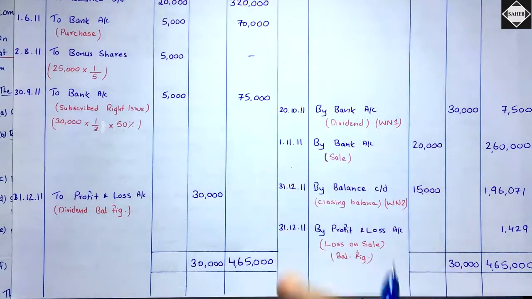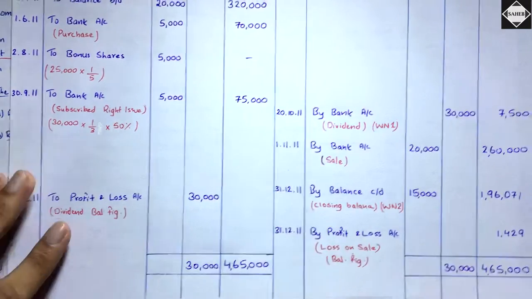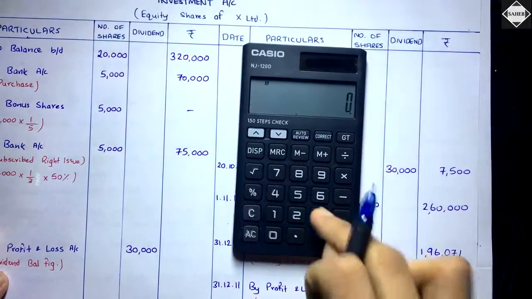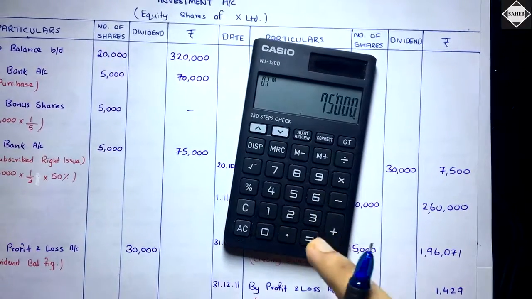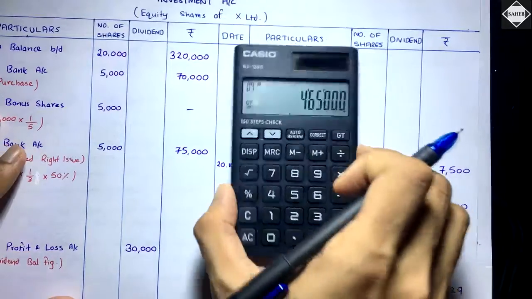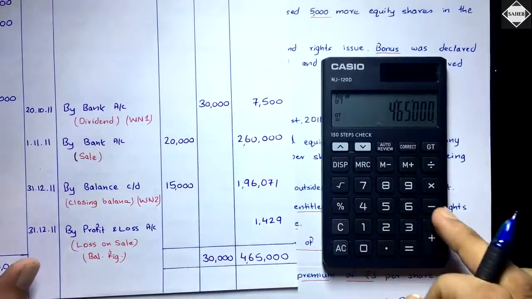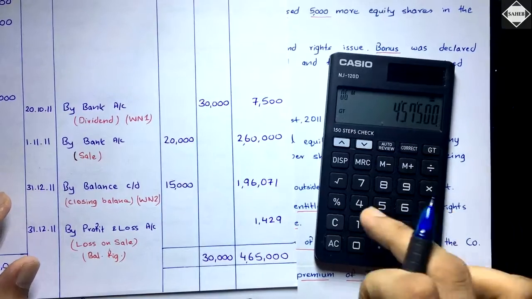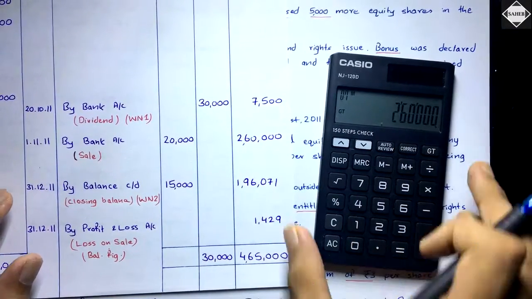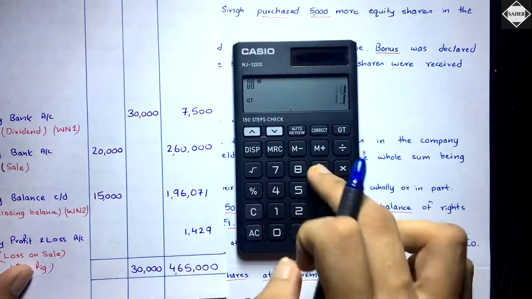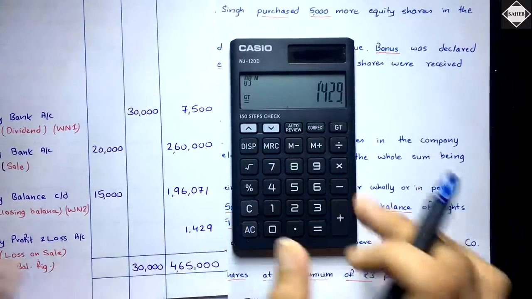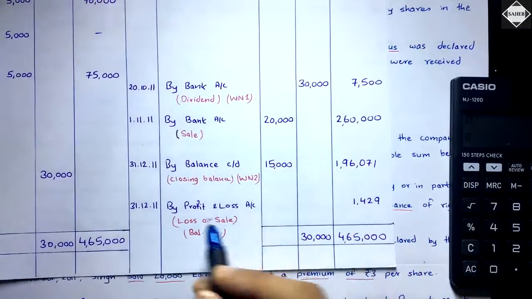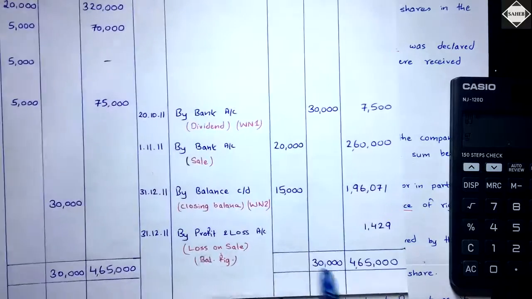Then the investment column, we have to tally this investment column. See here, let's go from the debit side. 3,20,000 plus 70,000 plus 75,000, that's equal to 4,65,000. Then go on subtracting here, minus 7,500, minus 2,60,000, minus 1,96,071, that's equal to 1,429. So we are getting a shortfall on the credit side. Debit side is bigger and credit side is shorter. Is that clear? So the balancing figure is on the credit side.